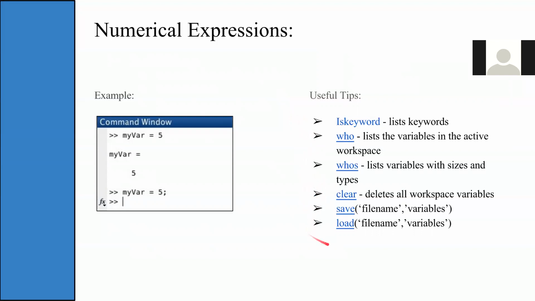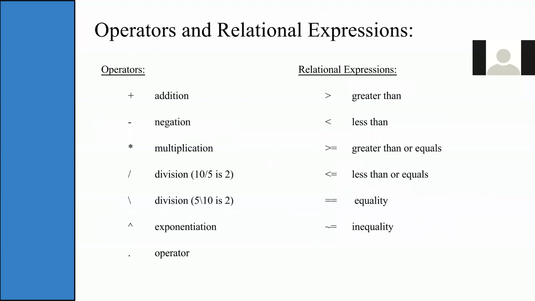And save and load allows you to create archives so that if you have a particular set of variables that you want to return to, you can save them to a file name. So it's useful.